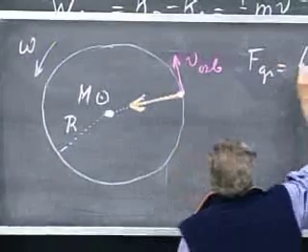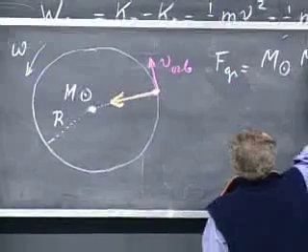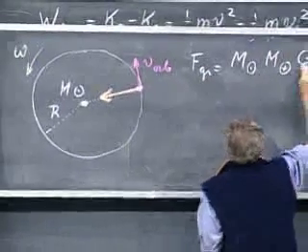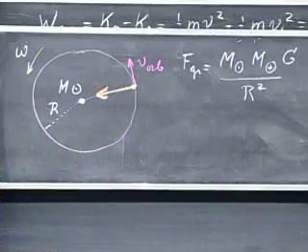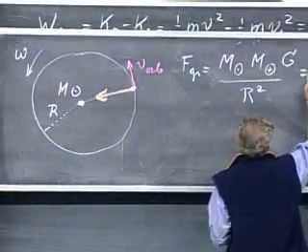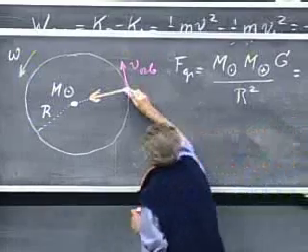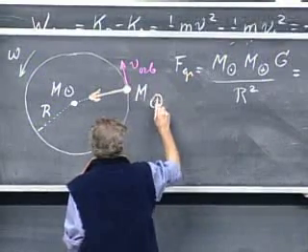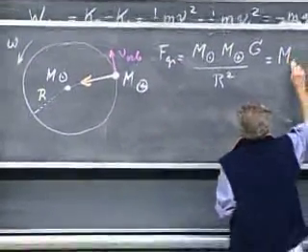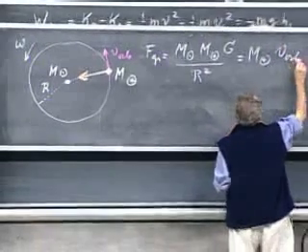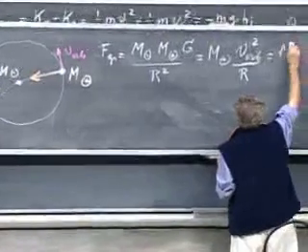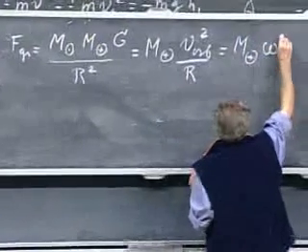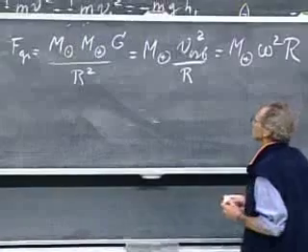So this gravitational force equals mass of the Sun, mass of the Earth, times G divided by r squared, the force of gravity. But it also must equal the centripetal force, which is the mass of the Earth times the orbital speed v squared, divided by the orbital radius. If you prefer to write that in terms of omega squared r, that's fine too.